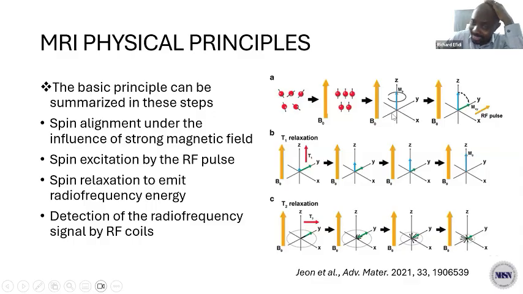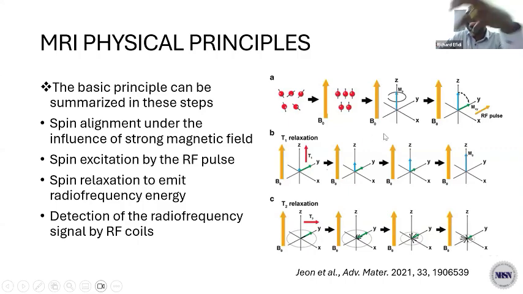The RF pulse does two things as well. The RF pulse transfers energy to the precessing protons. By transferring energy, the protons move from the equilibrium or low energy state to the high energy or excited state. So in the process, their longitudinal magnetization is converted to what we call the transverse magnetization.